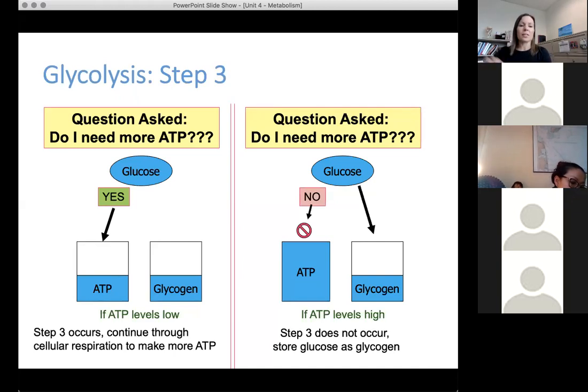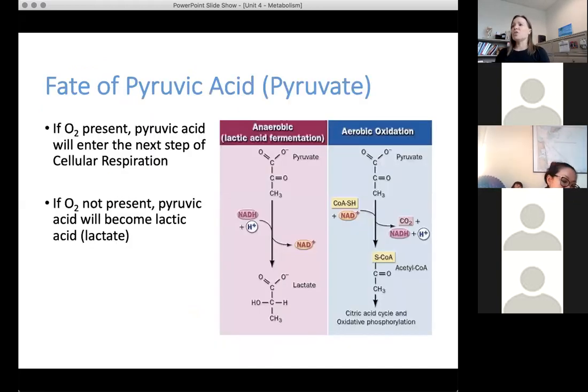At the end of glycolysis, if there is sufficient oxygen, if there's oxygen present, then the process will continue. Pyruvic acid is going to enter the next step. It's going to go into step 2. Because oxygen is needed for all the other steps of cellular respiration. This is the first step, is the only step where it's actually not needed.